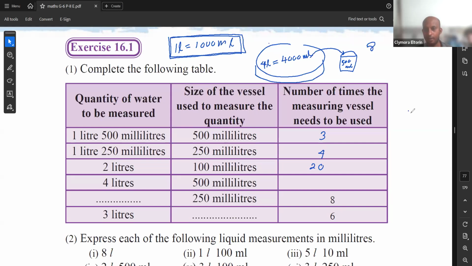You can divide. 4000 divided by 500. 5 times 1, 5 times 8.